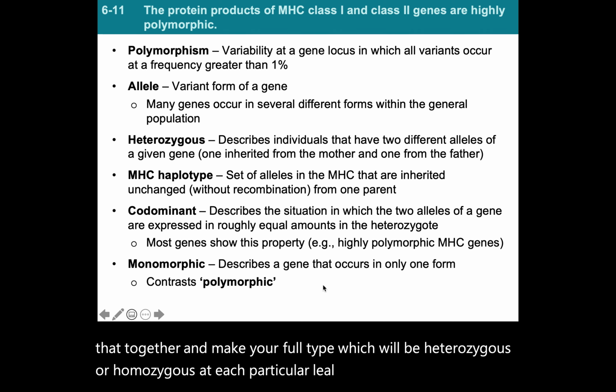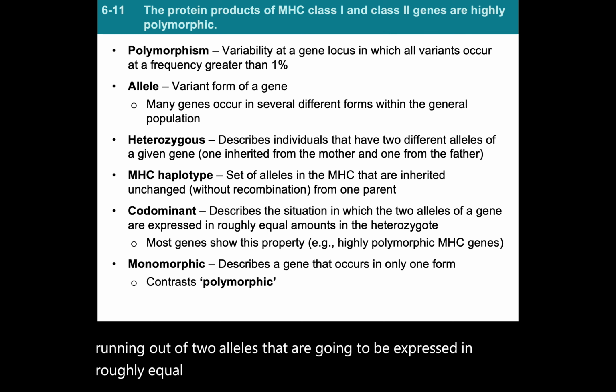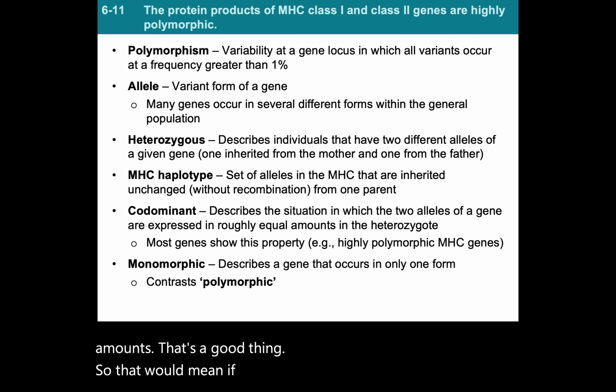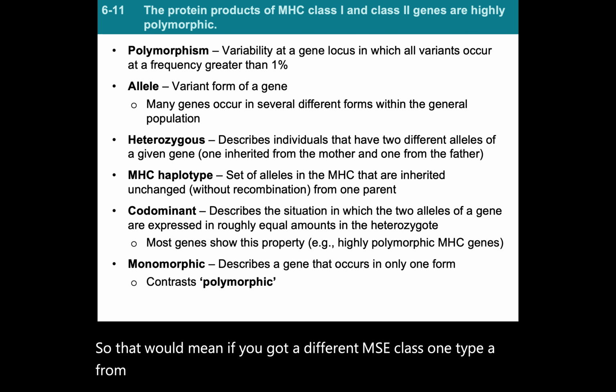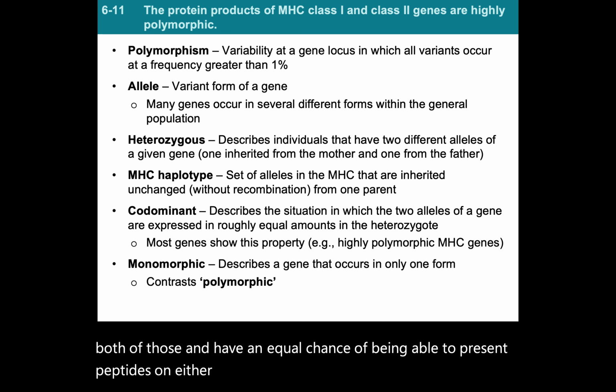Codominant ones are when you have two alleles that are going to be expressed in roughly equal amounts. That's a good thing. That would mean if you got a different MHC class 1 type A from your mother and father, you would make equal amounts of both of those and have an equal chance of being able to present peptides on either one of those. That's useful in that it broadens the potential immune response quite a bit.